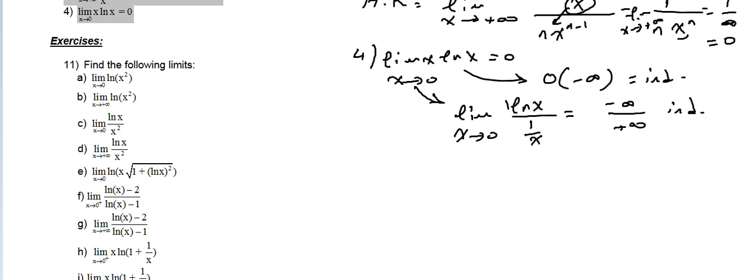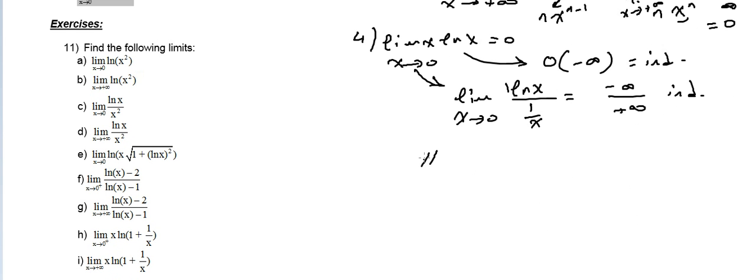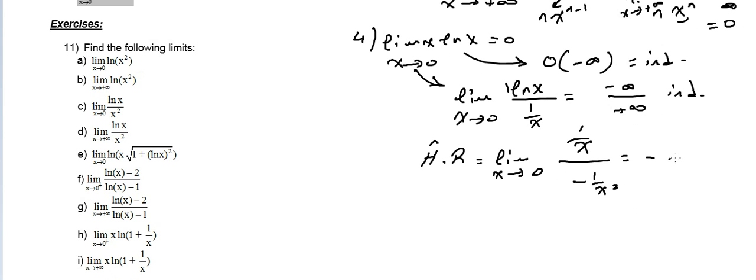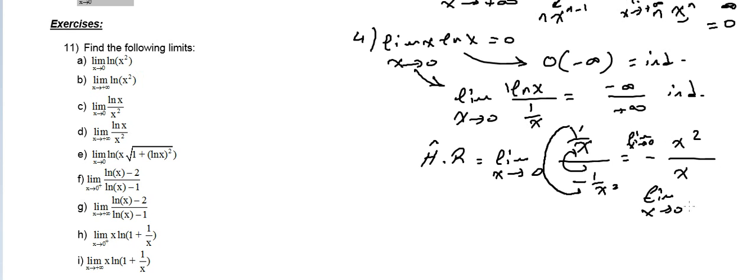So the answer is also indeterminate. And since it's a fraction with an indeterminate form, we can use L'Hopital's rule, which keeps the same limit but takes the derivative of the numerator, which is 1 over x, over the derivative of the denominator, which is minus 1 over x squared. So the answer is minus x squared over x, multiplying the extremes and the means, as x approaches 0. If we simplify, it's the limit as x approaches 0 of minus x. And now substitute 0, it's going to be 0.